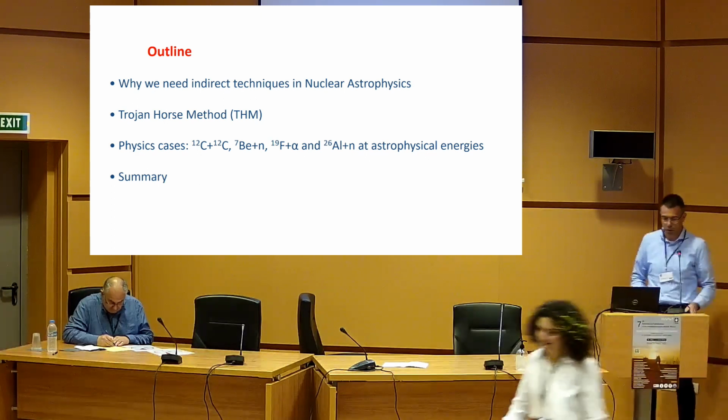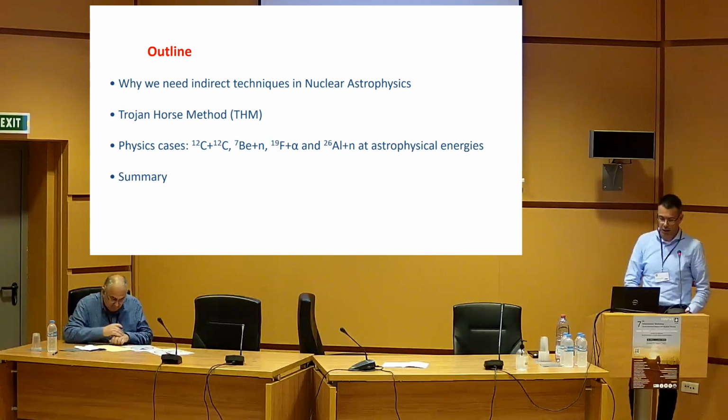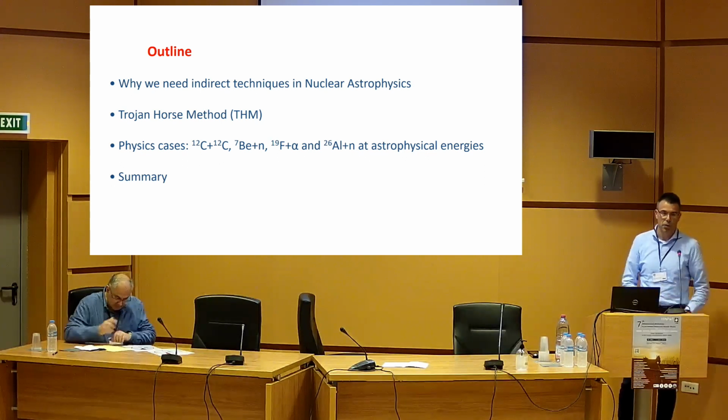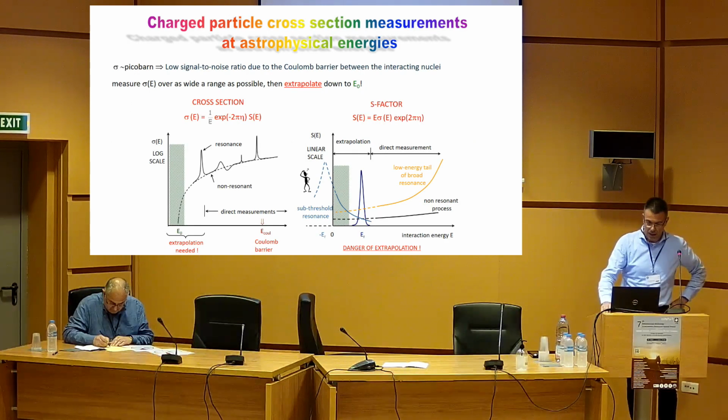We were mostly involved. So I will start. We also have some students here. I will begin with an introduction about the reason why we need indirect methods in nuclear astrophysics. I will introduce also the Trojan Horse Method, and then I will present four scientific cases, very briefly.